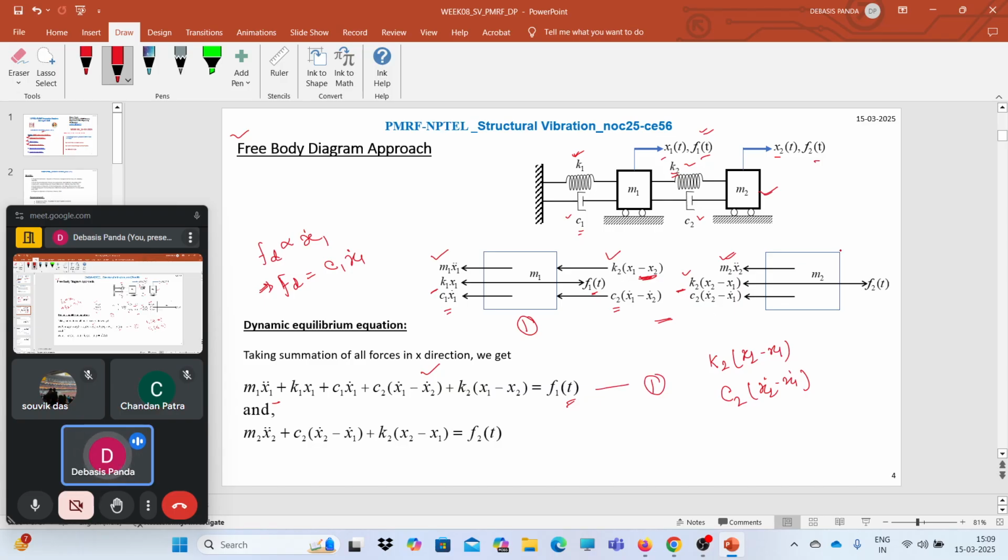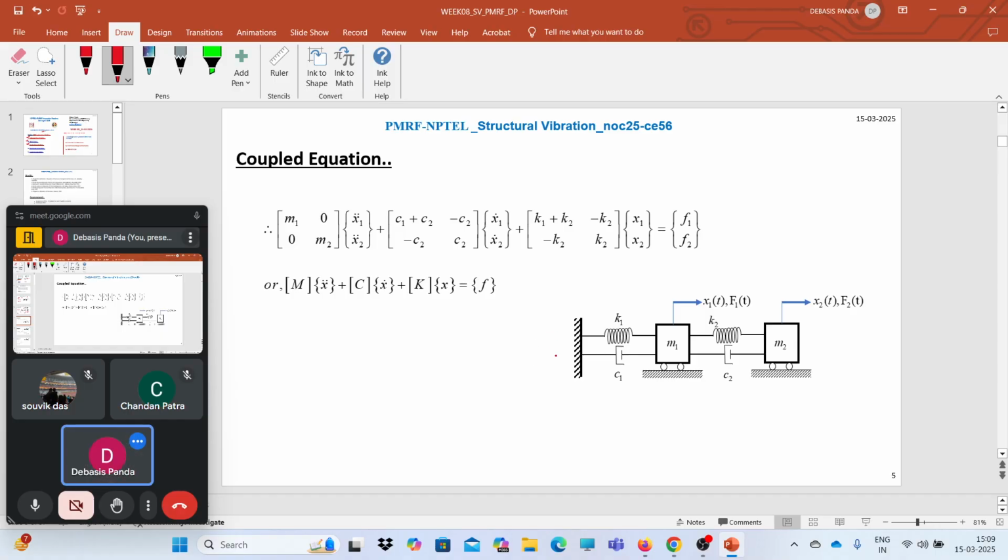Now again we have the second degree of freedom over here. So for this system also we need to arrange the forces in equation form. So we have the inertia force m2 x2 double dot plus the damping force c2 (x2 dot minus x1 dot), plus the spring force k2 (x2 minus x1) is equal to f2(t). So we have two second order non-homogeneous equations. Now whatever I said, that these two systems are coupled through stiffness and damping, we will see when we combine the two and get the coupled equation.